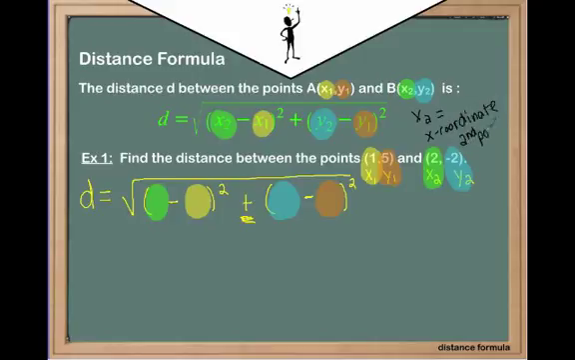That's what it means, that little subscript. Don't let that freak you out or anything, okay? x2 just means the x coordinate of the second point. So that's a 2. Minus x1, which is the x coordinate of the first point, which is 1, plus y2, the y coordinate of the second point, which is negative 2, minus y1, which is the y coordinate of the first point, which is 5.